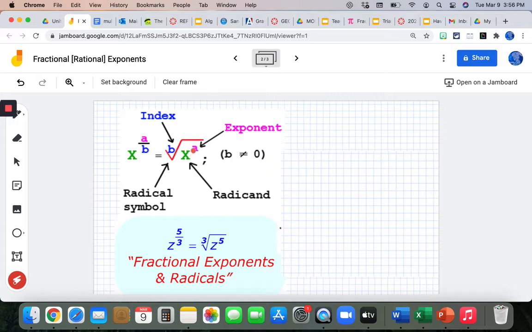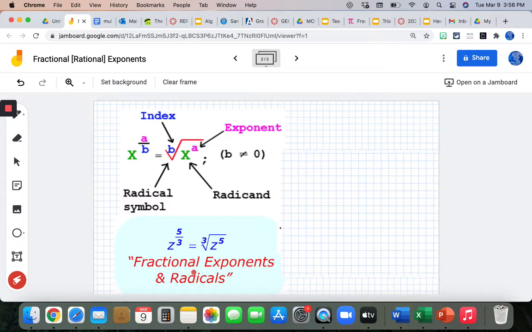And here's the exponent inside the radical symbol. So here is the square root or radical symbol. And then the X is called the radicand. You can change it from fraction form to the radical form or radical form to fraction form. It's only valid when we don't have a denominator of 0.